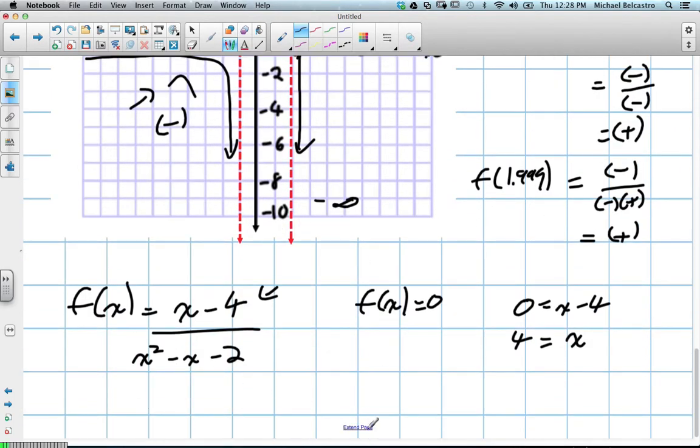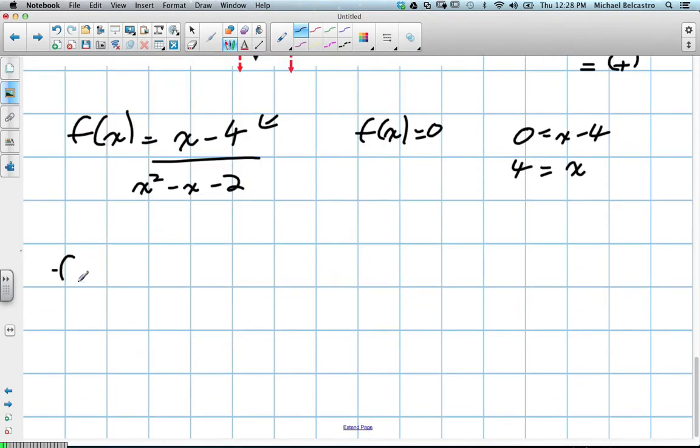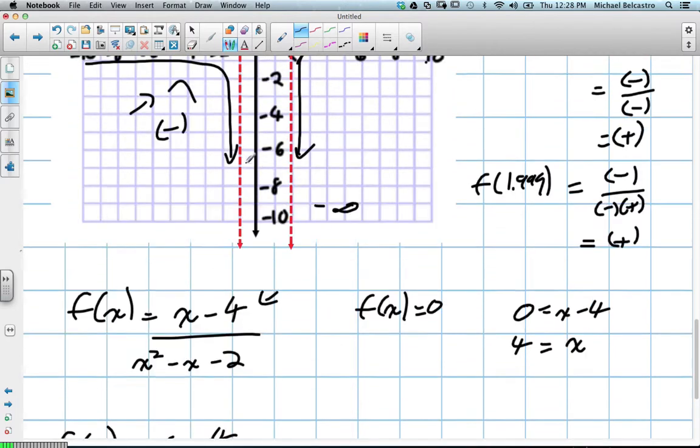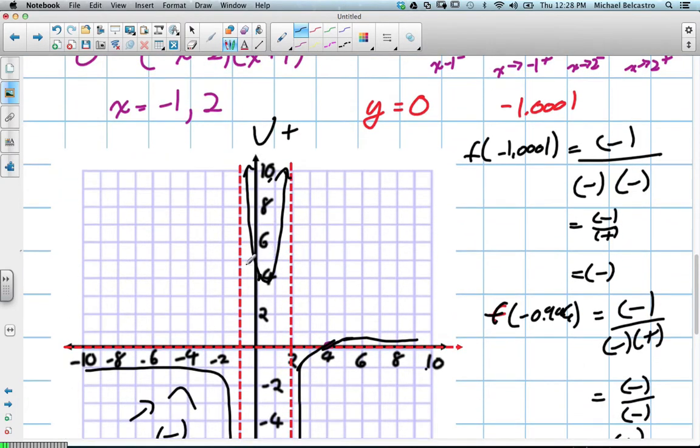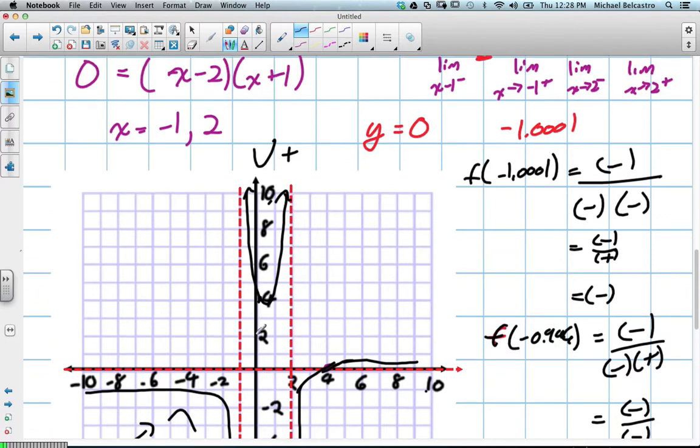The y-intercept is when our x is equal to 0, so f at 0 is equal to 0 minus 4 over negative 2, which gives us a value of 2. So that will help us determine how low our function really goes in the middle. Our value of 2 is over here, so one of its lower points will go to 2. Now we don't know if that's the lowest point, but we do know it is a point it touches, so it has to go at least that low.